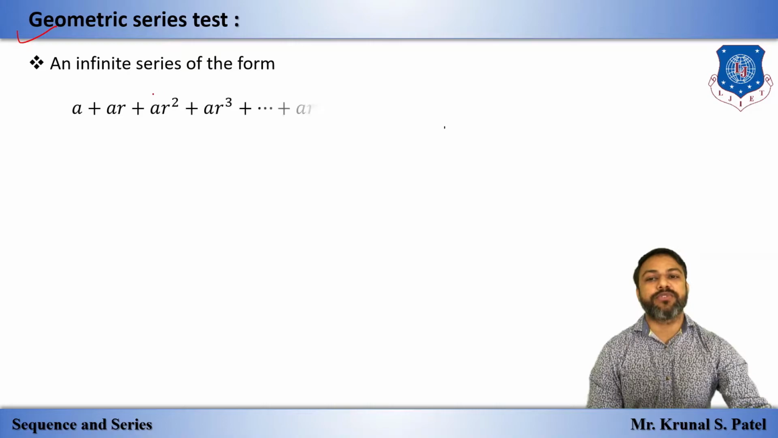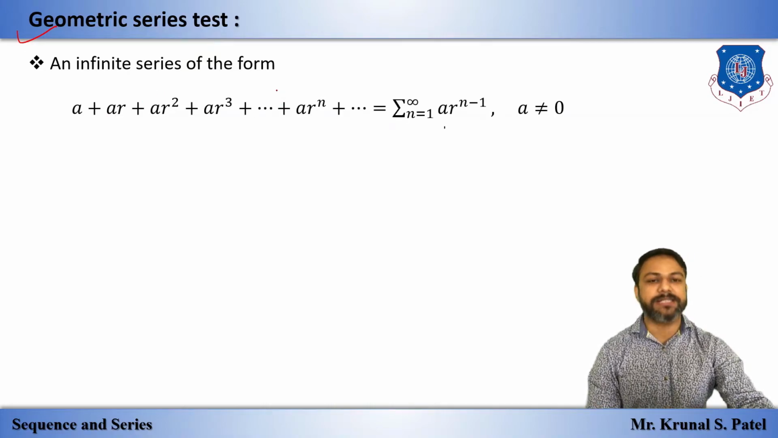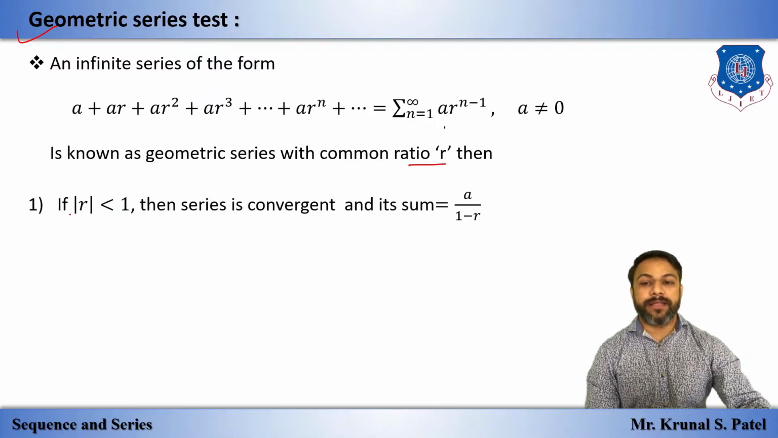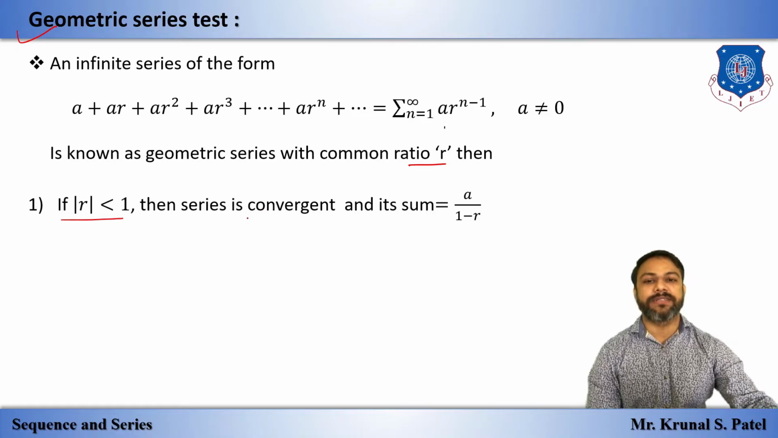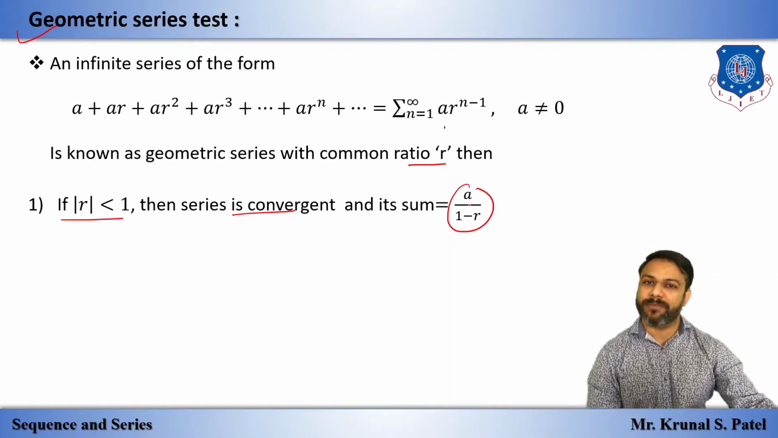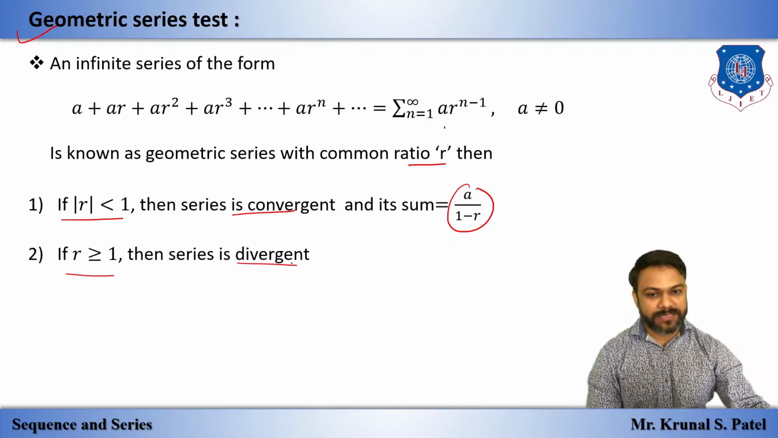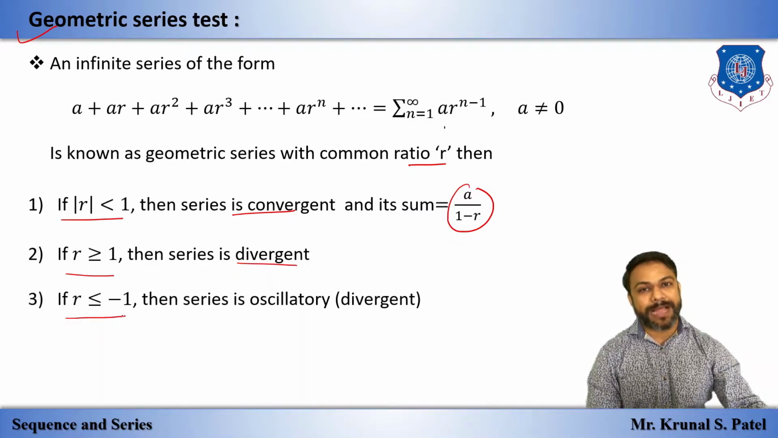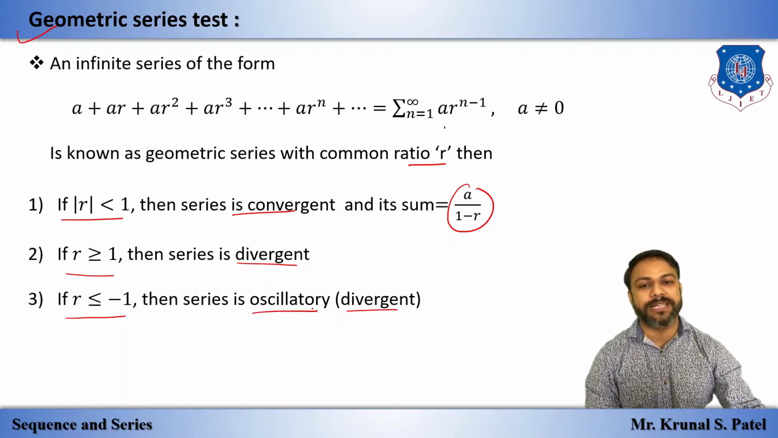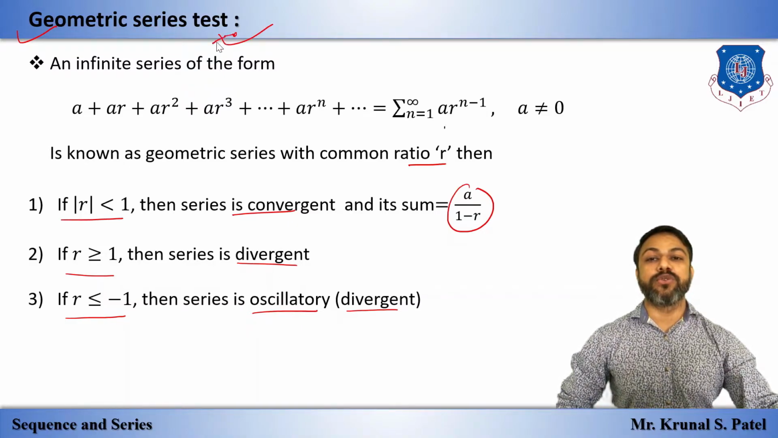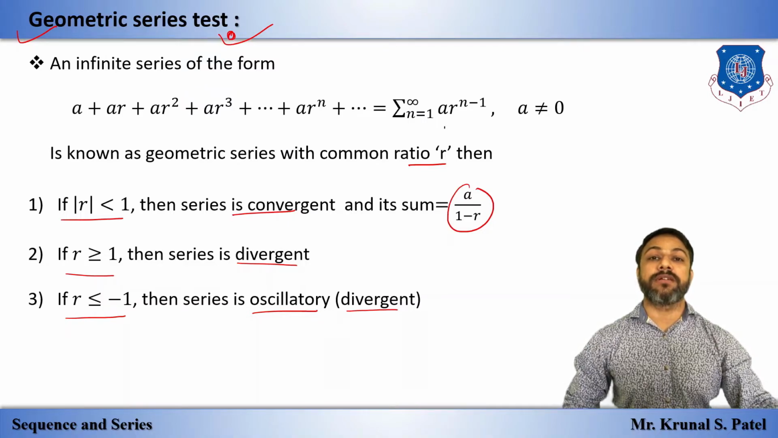An infinite series of this form is known as a geometric series with common ratio r. If |r| is less than 1, then the series is convergent, as we have seen, and its sum is given by a upon 1 minus r. If r is greater than or equal to 1, then the series is divergent, and if r is less than or equal to minus 1, then the series is also divergent, but it is a special kind of divergent, which is oscillatory. So we have this most important test, and we will use this test later on in another test.